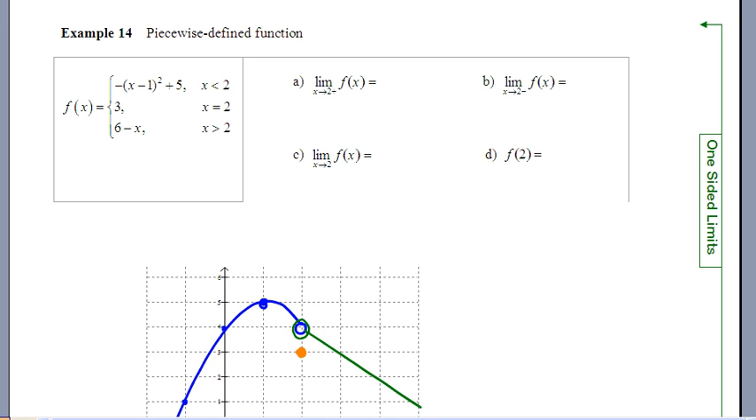What if you approach 2 from the high side? Well, that's the green path, coming in this way. It looks like we're heading towards a y value. Just looking at the y value here on the graph, it looks like it's heading towards 4.